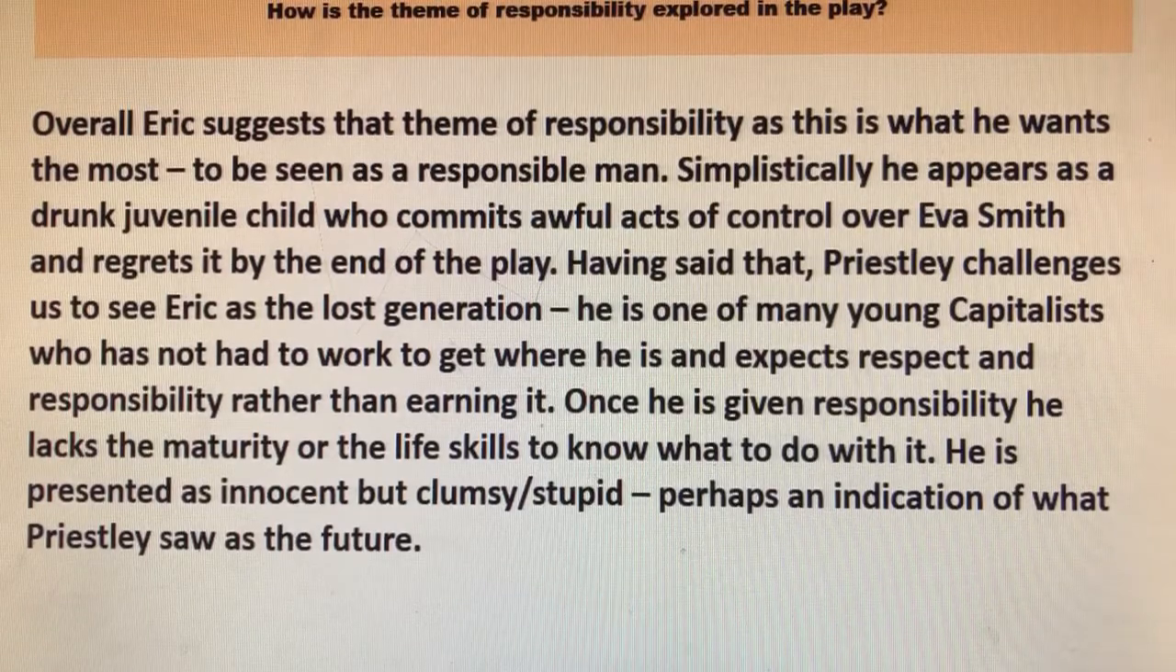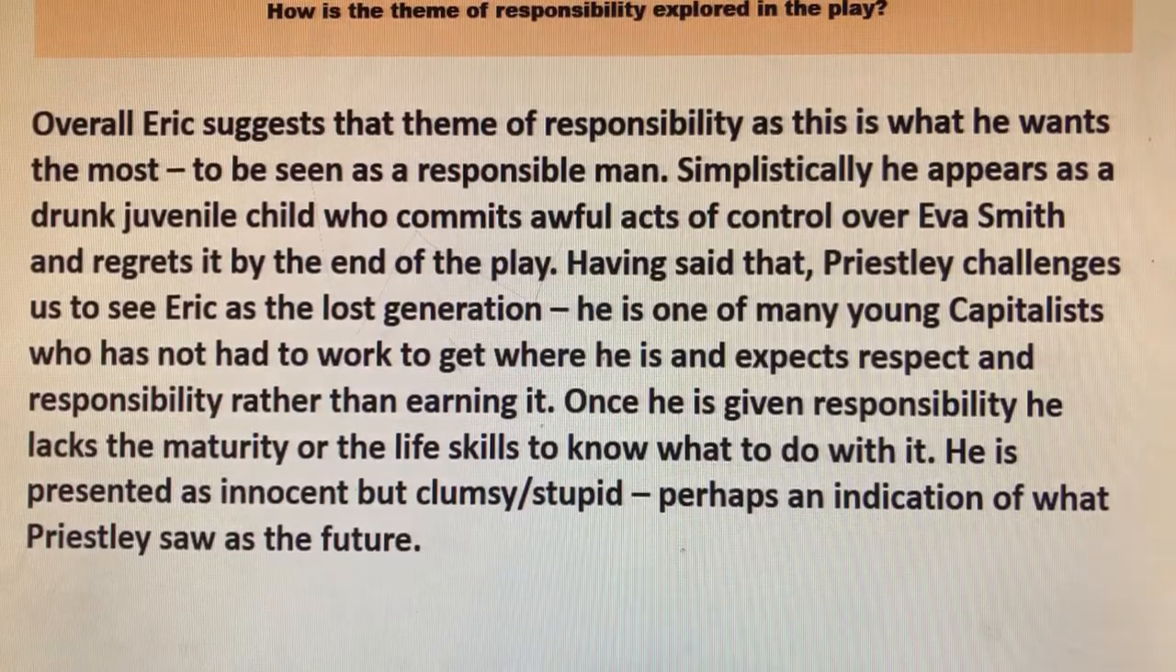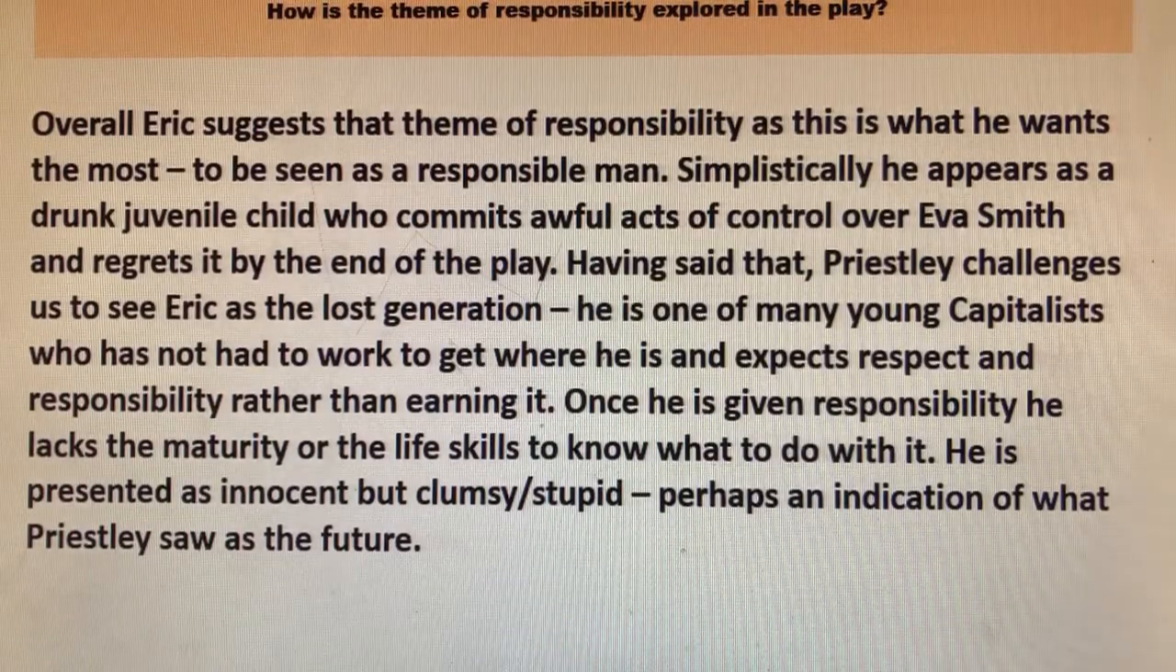Having said that, Priestley challenges us to see Eric as the lost generation. He is one of many young capitalists who did not have to get work to get where he is and expects respect and responsibility rather than earning it. Once he is given responsibility, he lacks the maturity or life skills to know what to do with it. He is presented as innocent but clumsy and stupid, perhaps an indication of what Priestley saw as the future.